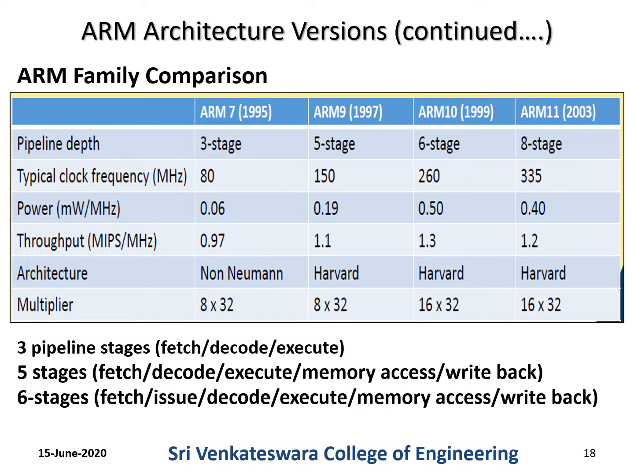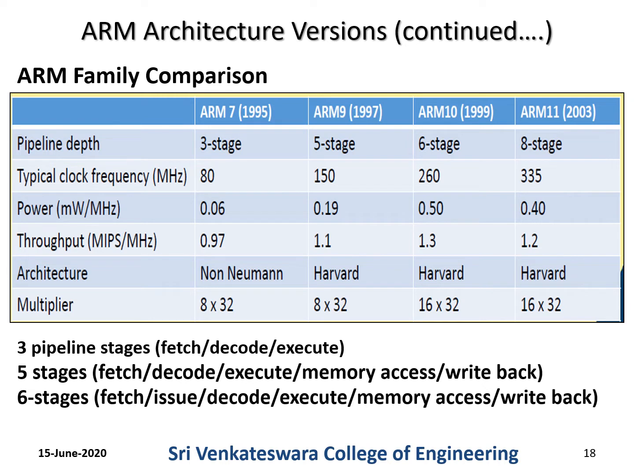Comparing with respect to the throughput, ARM10 and ARM11 give the highest throughput. And architecture wise, we can see ARM7 follows the oldest architecture method, the von Neumann method, whereas ARM9, 10 and 11 follow Harvard architecture. Harvard architecture is nothing but having separate data memory and instruction memory. Von Neumann architecture has common memory for both data as well as instruction.